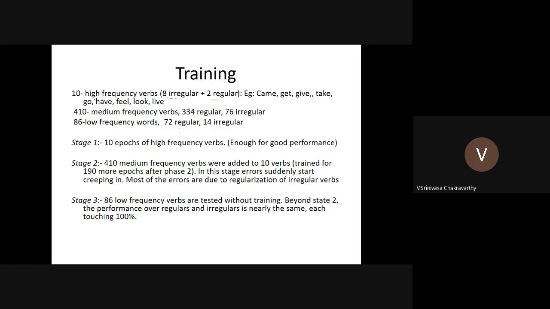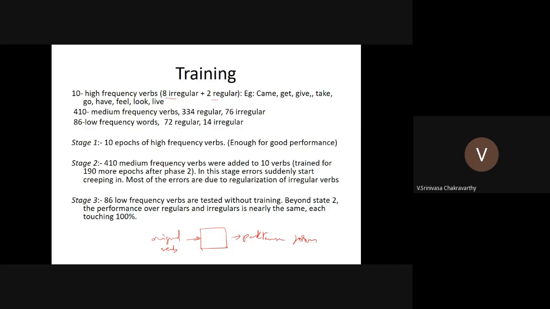Okay, in stage one, they have just used the 10 epochs of the high frequency verbs, these 10 verbs, right? And 10 epochs turns out to be enough to get good output performance. So in the network, they give the original verb as input, and its past tense form as the output. So there is some convention by which you can present words as vectors. So I'm not going into all that. They have worked out that convention, explained that in the paper, but I'll skip that.